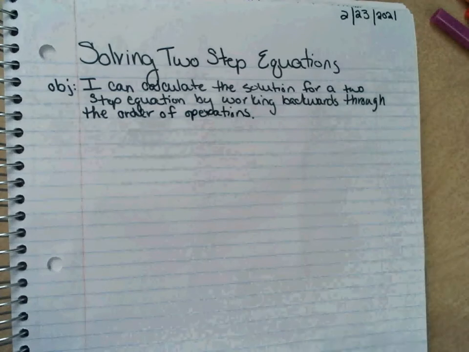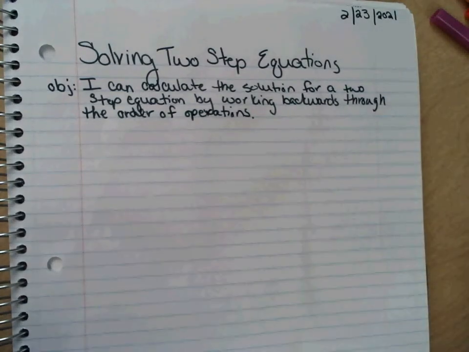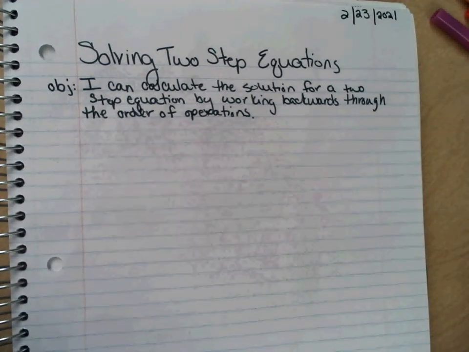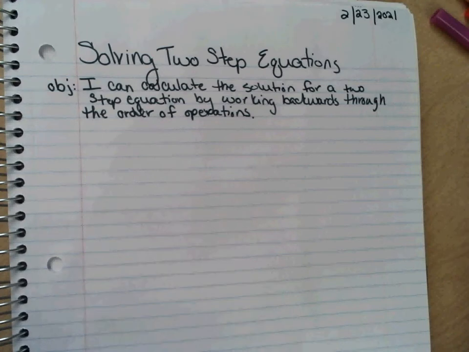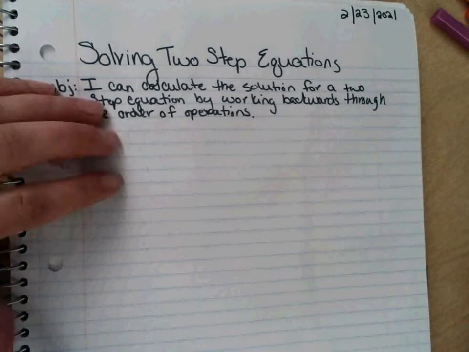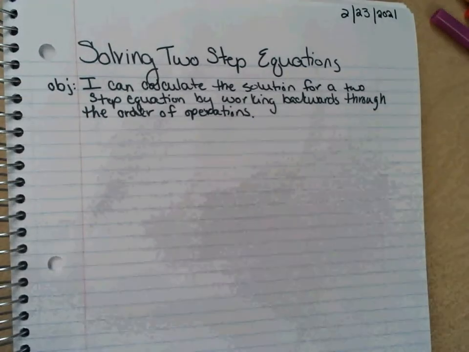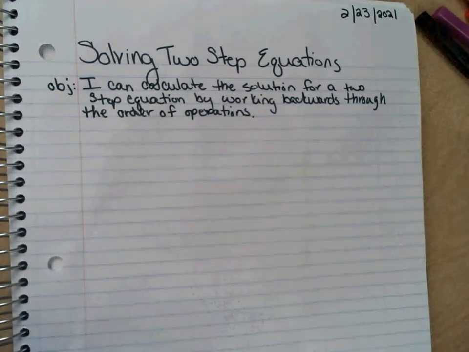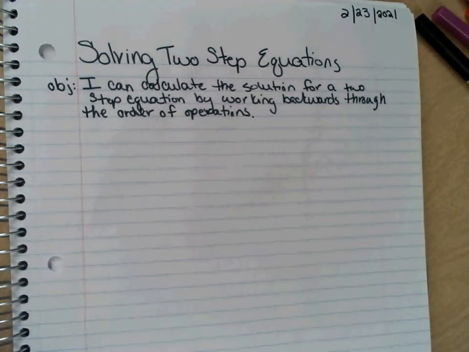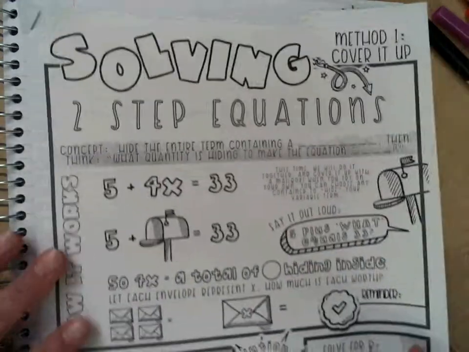Okay, so we're actually going to be extending our knowledge with solving one-step equations where we were using inverse operations. We were working backwards there, but we only had one operation, and so we weren't really having to focus on order of operations as much. Now we have to focus on order of operations and working backwards through it, so meaning working from the bottom up. So in this, we actually solve addition and subtraction before we ever solve multiplication and division. So, that being said, I want you to take your first page, okay?